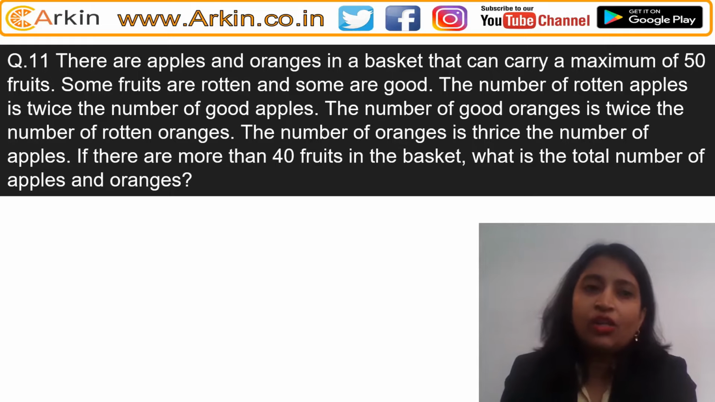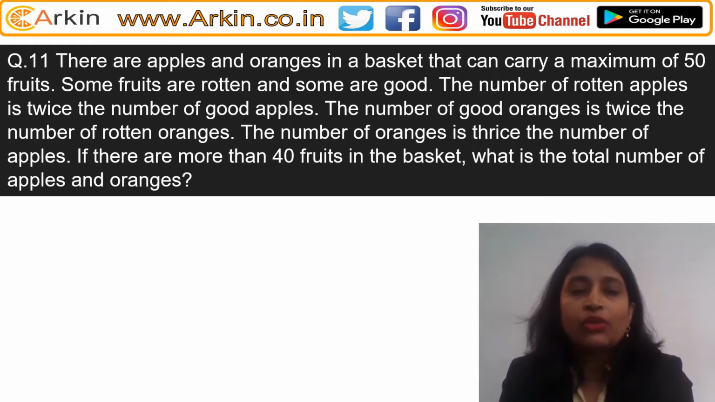So today let's solve question number 11 of the UC 2021 paper. This question says that there are apples and oranges in a basket that can carry a maximum of 50 fruits. Some fruits are rotten and some are good. The number of rotten apples is twice the number of good apples. The number of good oranges is twice the number of rotten oranges. The number of oranges is thrice the number of apples. If there are more than 40 fruits in the basket, what is the total number of apples and oranges?